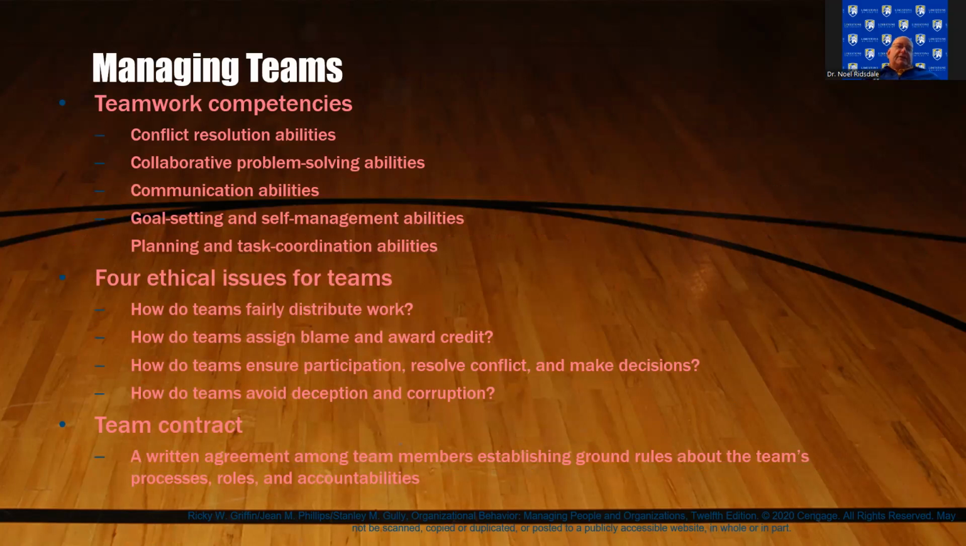But they can create some ethical issues. Did you distribute the work? Did the team own the blame, or did it assign the blame to somebody else? The same with the credit, or the opposite of that. How do teams ensure participation, resolve conflict, make decisions, and how do they avoid deception and corruption? So all of these are ethical issues for teams that we as managers need to be aware of.